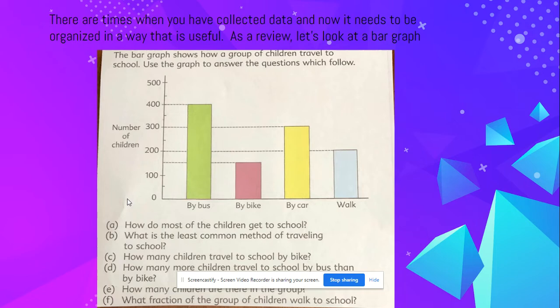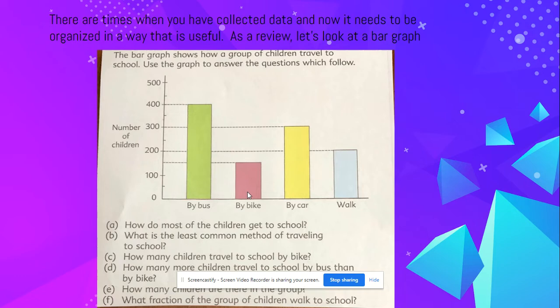Before we start answering any questions, let's take a look at the data that was collected and organized about how children travel to school. One of the observations I can make is that most children travel to school by bus. I know this because this is the longest bar on our bar graph, and if you go across, you can see that 400 children travel to school by bus. Another observation I can make is that the least amount of children go to school by bike. Again, if you go straight across, you'll be able to see how many children actually travel to school by bike.